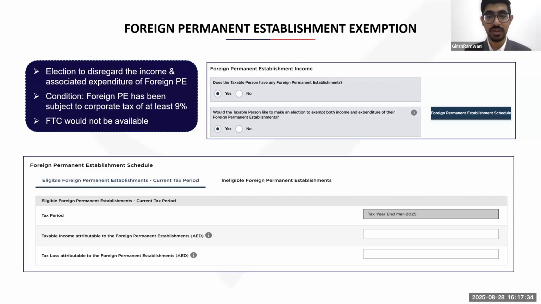Again, does the taxable person have a foreign PE? You need to select yes in your corporate tax return. Whether you want to make the election, please select yes. The foreign PE schedule will pop up wherein you have to give the details of your eligible foreign PE in the current tax period. Give the details of your taxable income or tax loss which is attributable to the foreign PE. Whatever amount you enter over here is going to be excluded from your taxable income straight away, and that is not going to be considered for your corporate tax purposes. So that is the benefit of this election which has to be made in the corporate tax return.